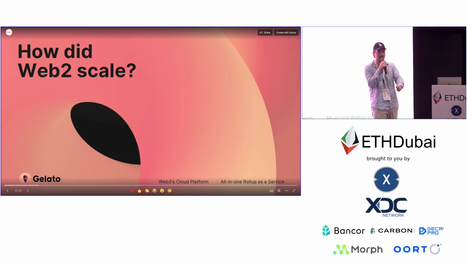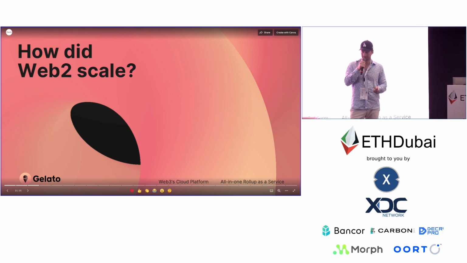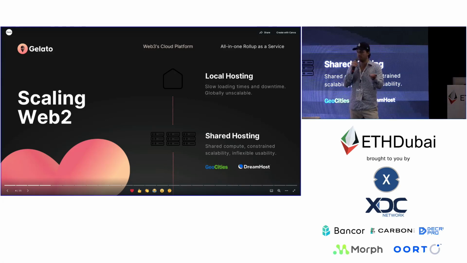So first I'm gonna take you down a small trip down memory lane, and I'm going to talk about how Web 2 scaled. So at the start of Web 2, basically you had local hosting. This meant that you put your HTTP server onto an actual physical machine in your office, at your home. You would have to install software on that machine, and that was your web server.